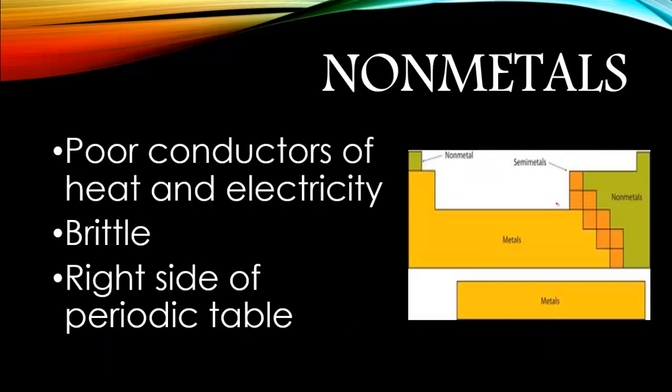Next we have nonmetals. Nonmetals are poor conductors of heat and electricity. They are very brittle, and they are on the right side of the periodic table. So we have a small section of nonmetals. You find most of your gases here, and you can tell just by properties that they are the opposite of metals.